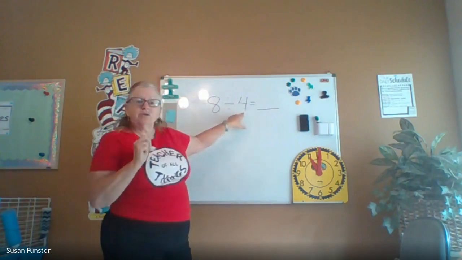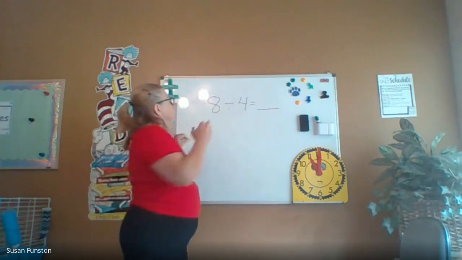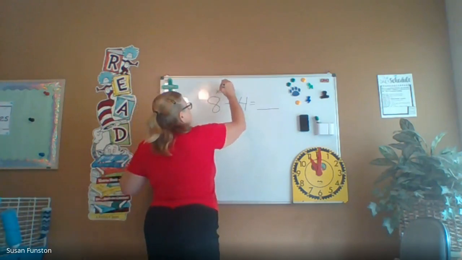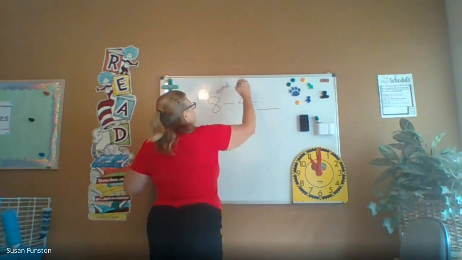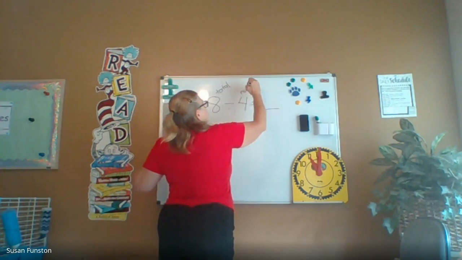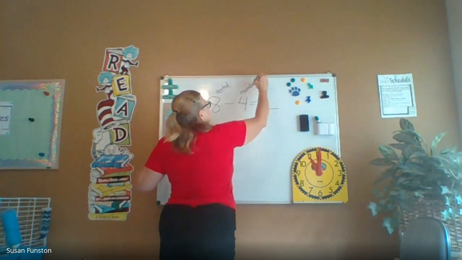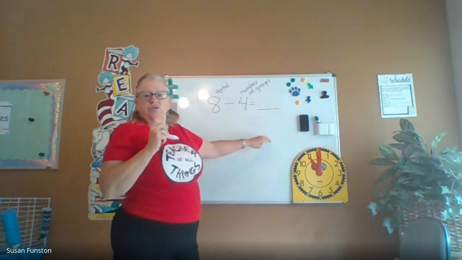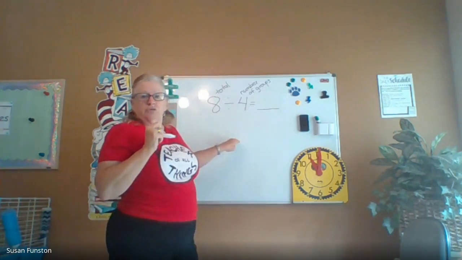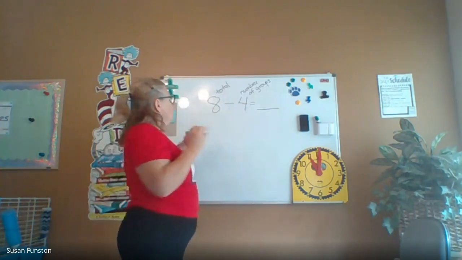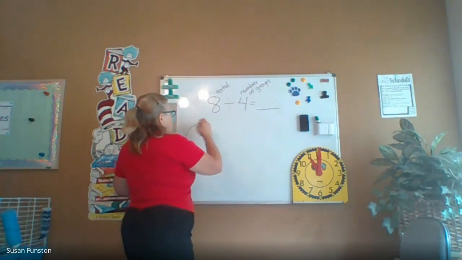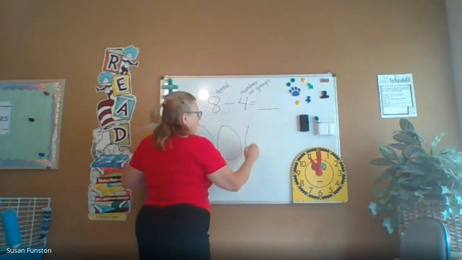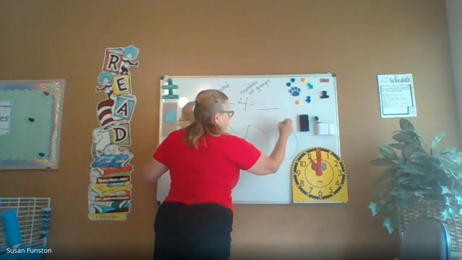And the second number is my number of groups. This is my total. This is my number of groups. So how many big circles do I need to draw to show my groups? My number of groups is 4, so I need 1, 2, 3, 4.